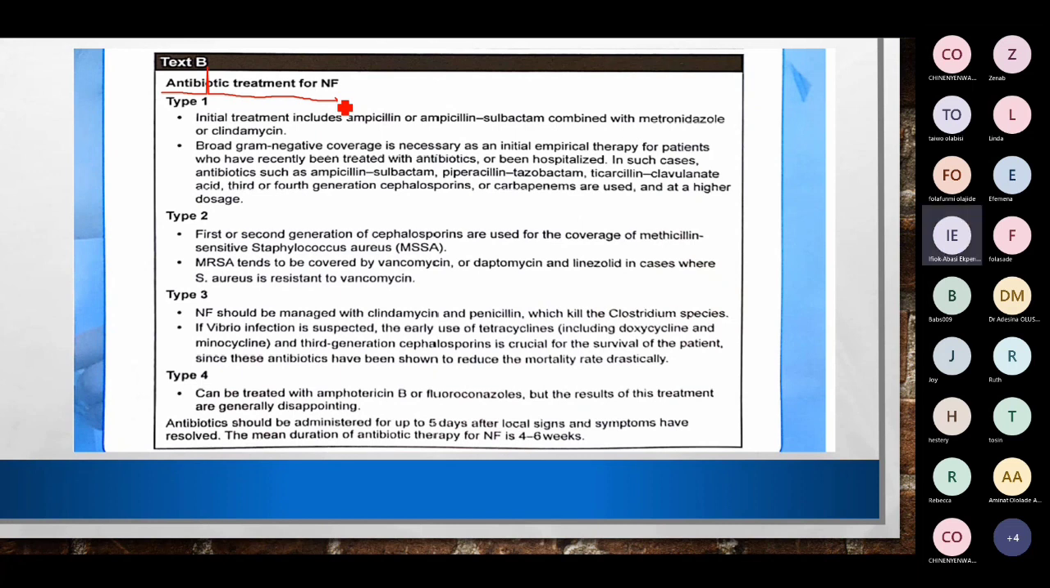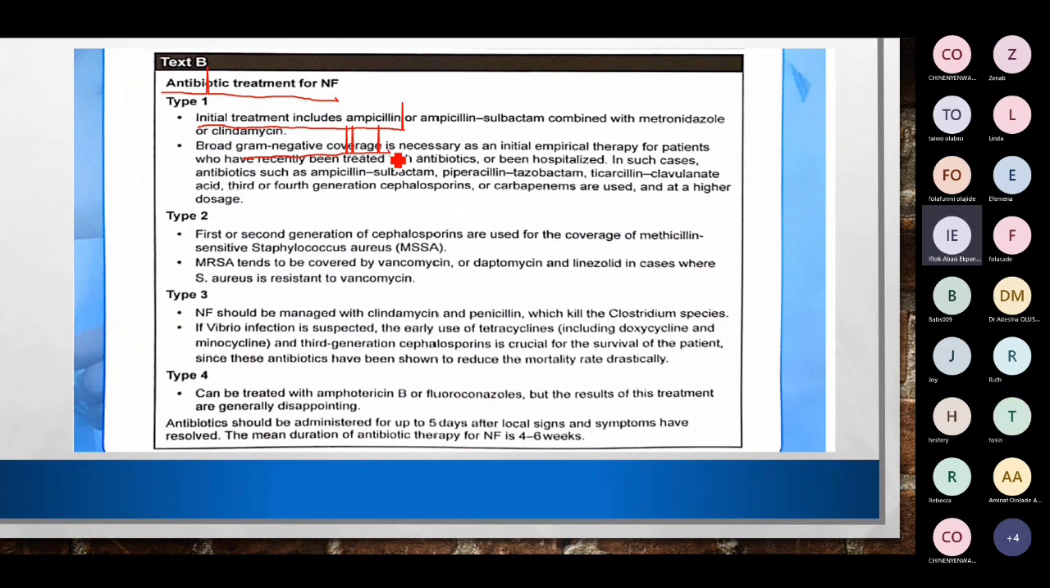And I can say type 1, maybe the antibiotics I have to use for type 1, antibiotics for type 2, type 3, and type 4. But I still spend my 15 seconds here. So I can see initial treatment for type 1 includes ampicillin or ampicillin sulbactam. Then I can see gram-negative coverage is necessary.